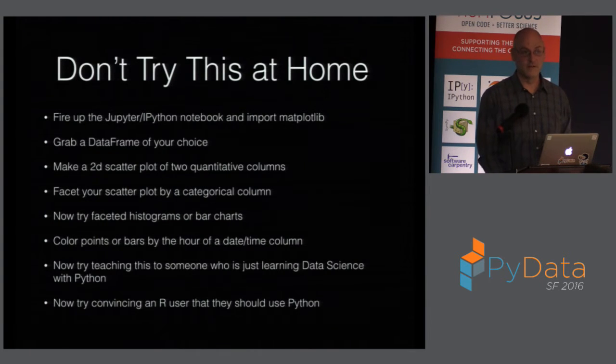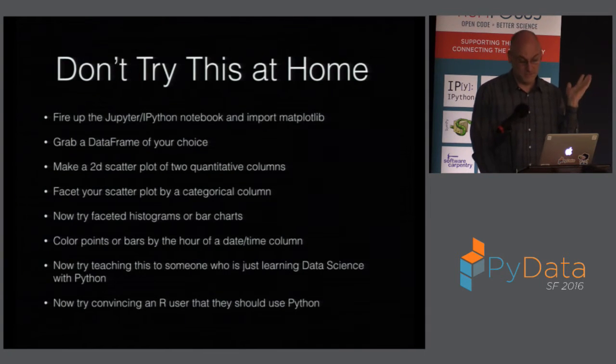Seaborn has a low-level API for faceting. You might start to look at that. Now try faceted histograms. And you may think, well, gosh, Pandas worked great for faceted scatter plots, but oh my gosh, it used to not handle faceted histograms. Maybe they fixed that now. I don't know. I can't keep track of it.